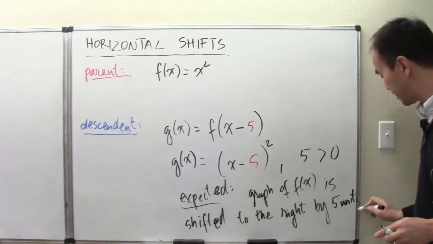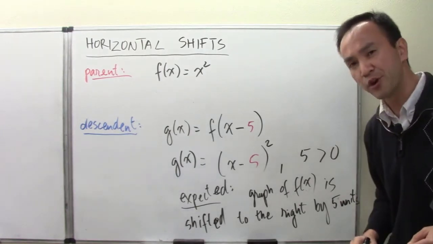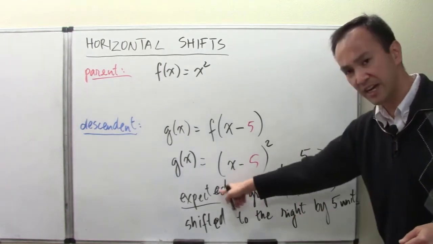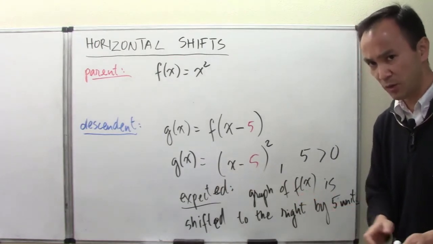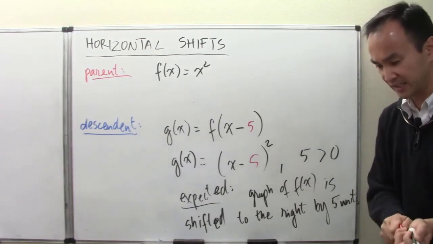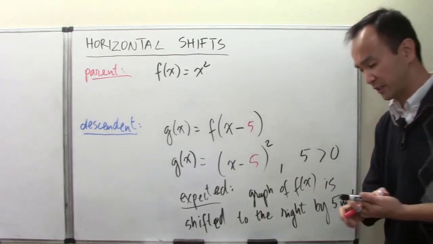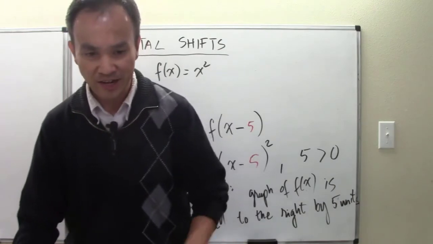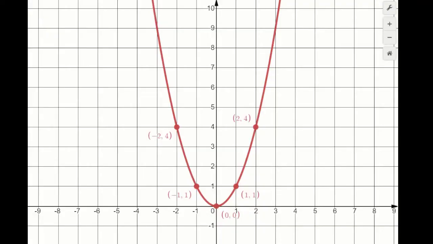Everything I'm doing here is only a prediction, an expectation. Let's see if what we expected is correct or not. All right, so here's back on our graph. This is the graph of the parent function, and this is the graph of g of x, which equals f of x minus 5.